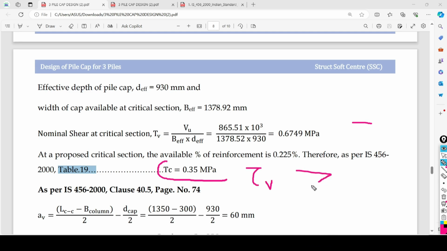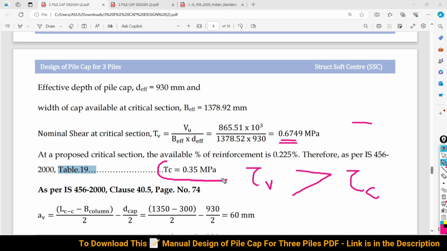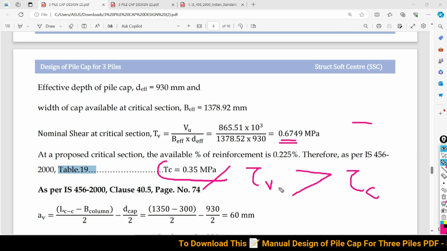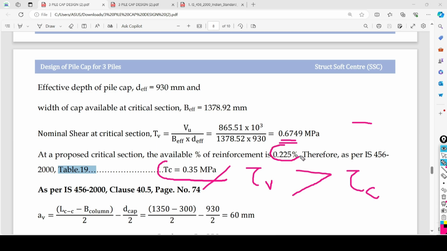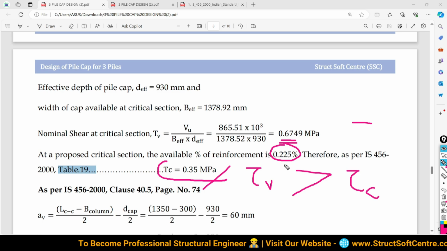Now, the nominal shear we are getting is more than the critical shear. Means whatever shear on the pile cap is going to be developed at the considered critical section, the nominal shear is more than the capacity of the section. Means your section is failing under the one-way shear check. Whatever depth of the pile cap you have taken and whatever percentage of reinforcement you have provided, it is failing to satisfy the design requirement under the one-way shear check along the parallel direction. But we have one option there.